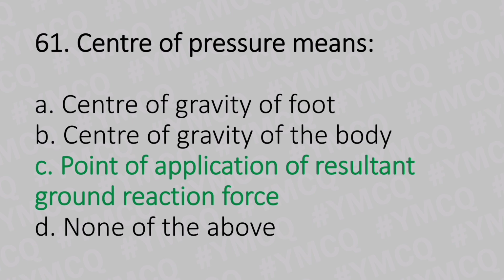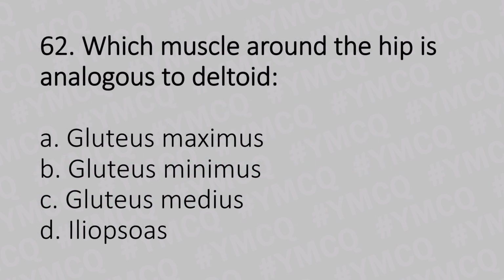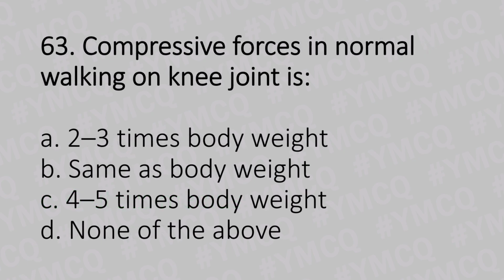Moving to our 62nd question, which muscle around the hip is analogous to deltoid? Option A, gluteus maximus. Option B, gluteus minimus. Option C, gluteus medius. Option D, iliopsoas. And the answer is Option C, gluteus medius.